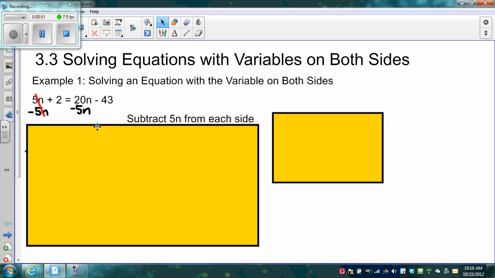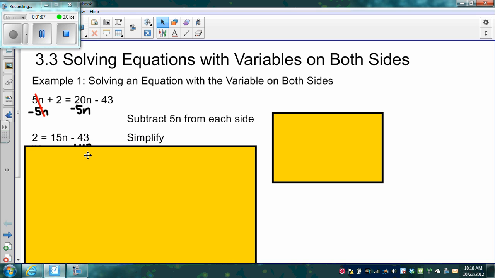What I find easiest is to always move them so I get a positive number on one side, if it's possible. So, for instance, I wouldn't move the minus 20 from both sides because then I'd have negative 15n on the other side. So we can simplify, and now we have 2 equals 15n minus 43. And now it's like a normal problem that you've had in the past.